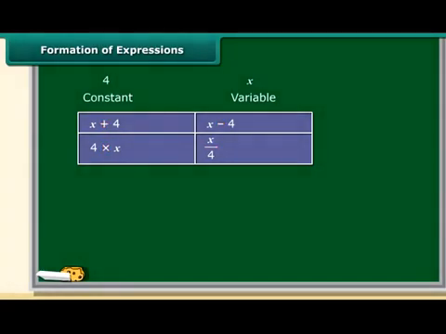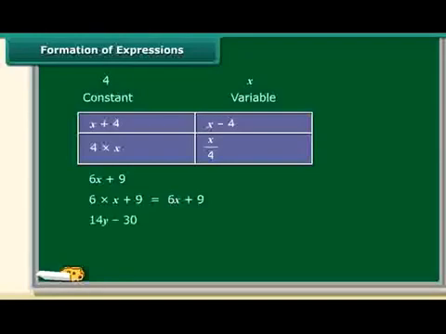Let us see how the algebraic expression 6x plus 9 is formed. It's really simple. First multiply variable x with constant 6, then add a constant 9 to the product. Similarly, 14y minus 30 is obtained by first multiplying y by 14 and then subtracting 30 from the product. So, children, you see these expressions were obtained by combining variables with constants. You can also obtain expressions by combining variables with themselves or with.